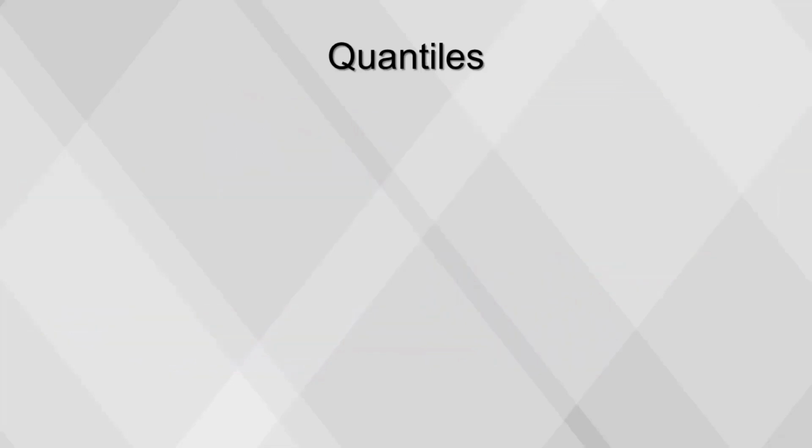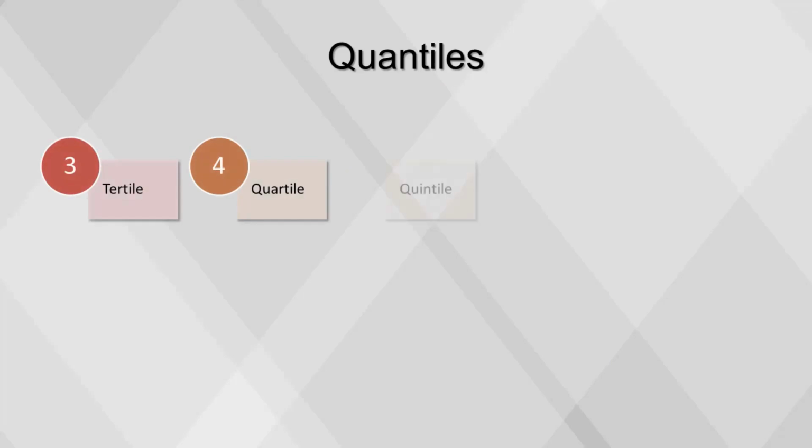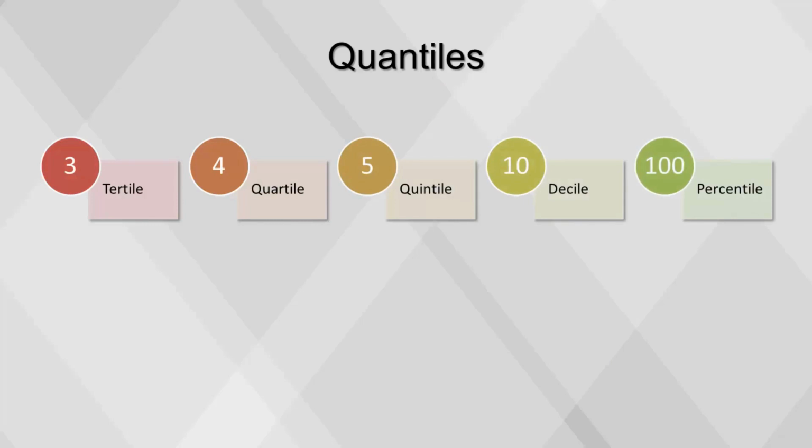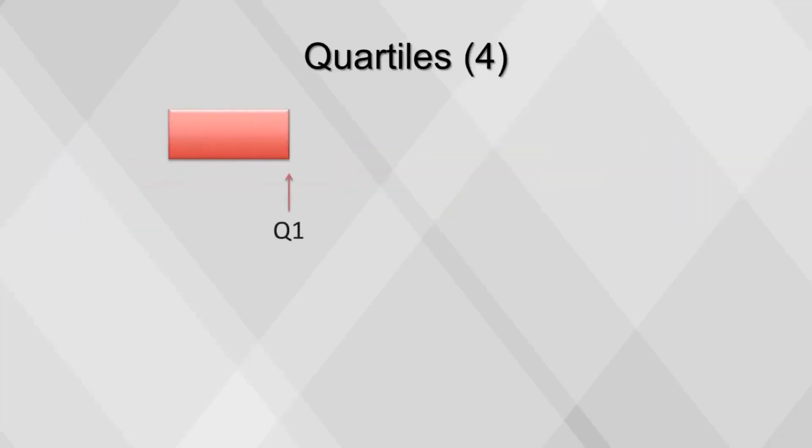The following quantiles are most often used: tertiles, 3 groups; quartiles, 4 groups; quintiles, 5 groups; deciles, 10 groups; and percentiles, 100 groups. Let's look at quartiles for our example.